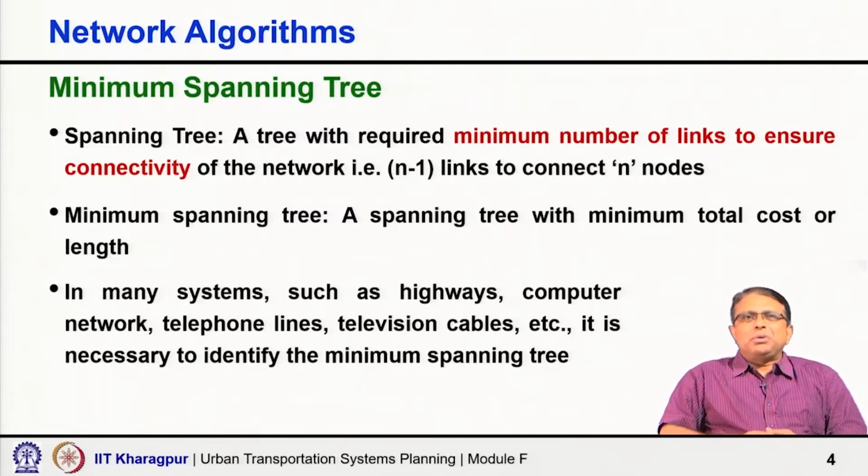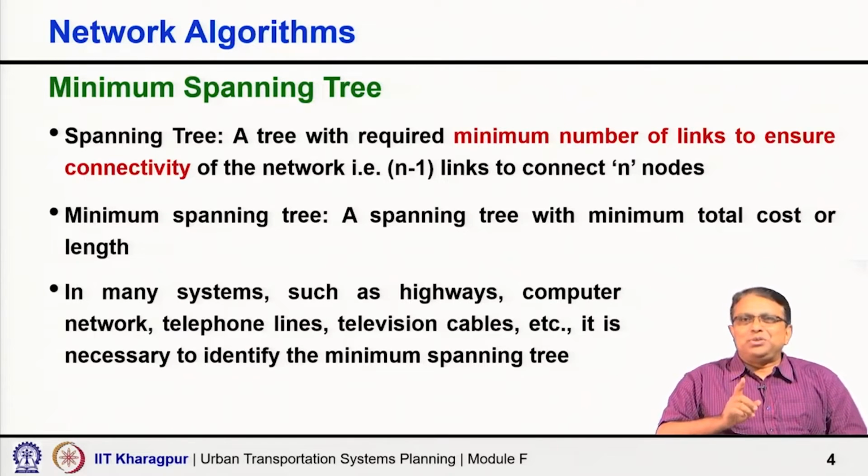So, what is the minimum spanning tree? As I said, to ensure connectivity of n nodes, if I have to connect them, what is the minimum number of links? N minus 1. So, I need n minus 1 links minimum, and only n minus 1 links, because I do not want any loop to happen.